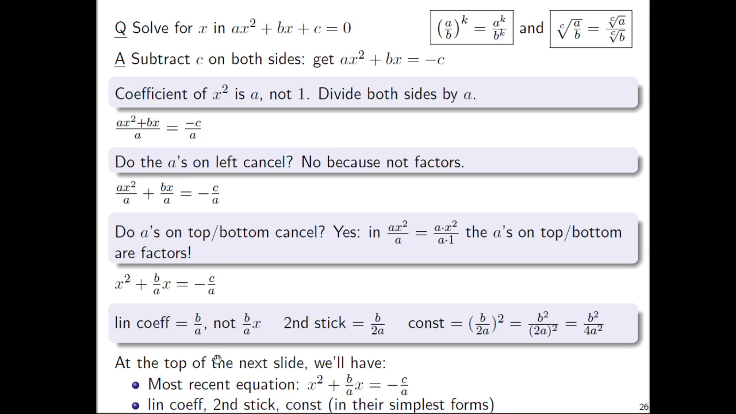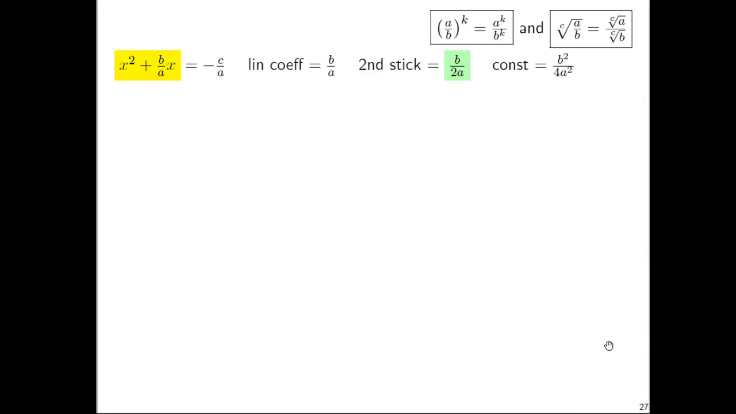We're also going to just make a copy of the linear coefficient and the second stick and the constant, though in their most simplified form. So we're not going to bother writing all this stuff. For instance, at the top of the next slide, you'll see just the constant is b squared over 4a squared. So here we go. Okay, we've got x squared plus b over a x equals negative c over a is the equation we've got so far. And then here was the linear coefficient, second stick, and constant.